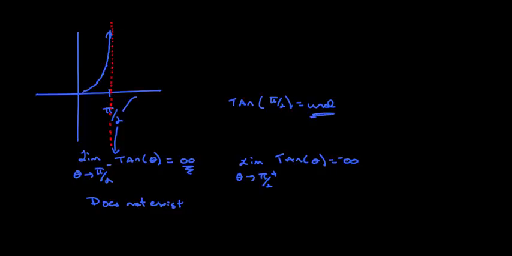So wherever you have undefined in your tangent, your cosecant, your secant, your cotangent, whatever it happens to be, you've got a vertical asymptote at that spot.